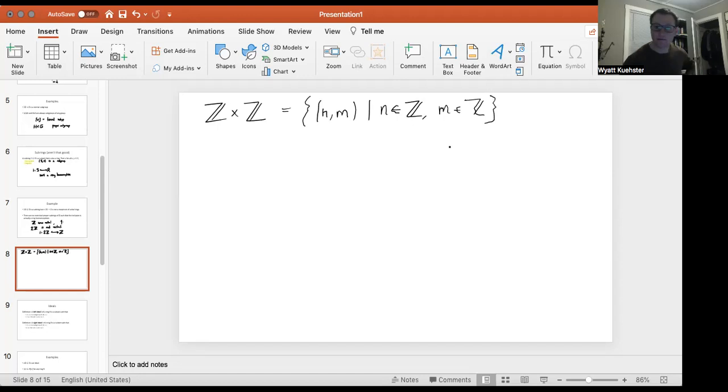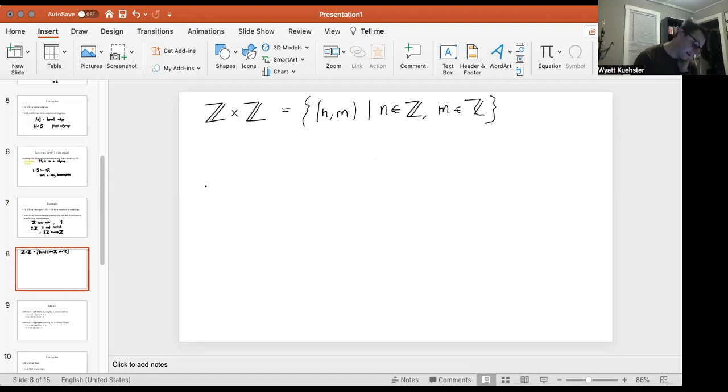This is a ring. I can multiply these things together and add them together component-wise. (n, m) plus (n', m') just equals (n plus n', m plus m'). Actually, I think we did do this. We did Cartesian products of groups and Cartesian products of rings. Okay, so I won't explain this part. We did it, I think, in a previous video.